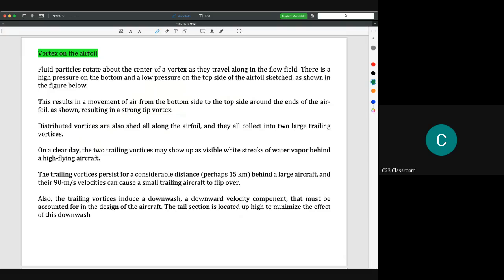Also, the trailing vortices induce a downward velocity component that must be accounted for in the design of the aircraft. The tail section is located up high to minimize the effect of this downwash. So downwash is actually the downward velocity component that occurs on the airfoil.